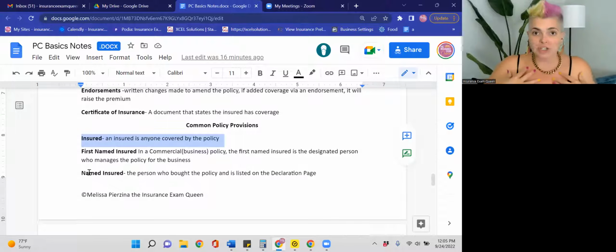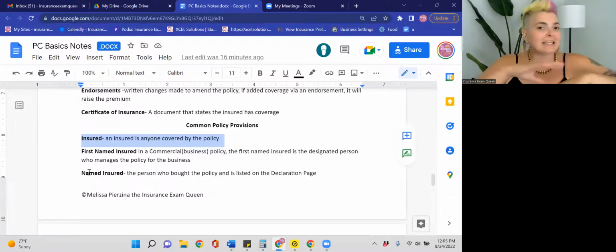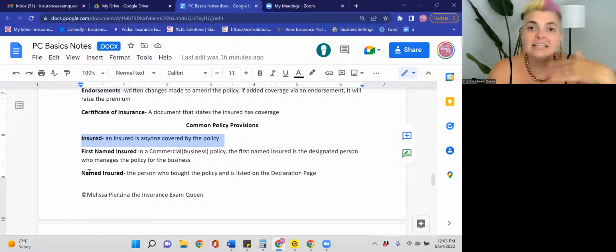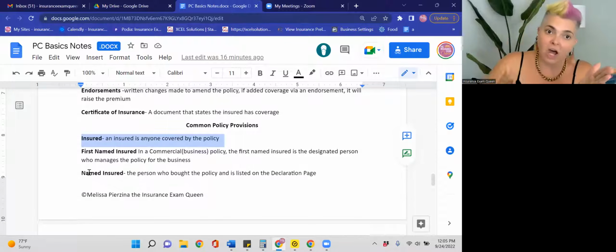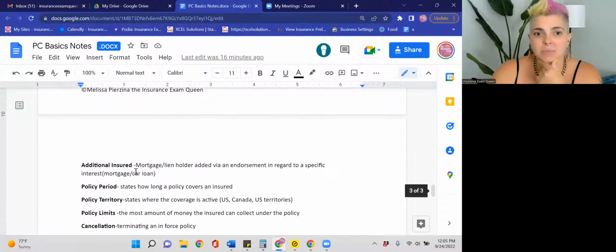So if I have car insurance and I crash into you, then you're an insured on that policy, and I will pay you money, and/or my insurance will pay you money. You're an insured. So an insured is anyone who is covered. Anyone who is able to collect money off of a policy is an insured. Name insureds are the people who bought it and are actually listed on the declaration page, which we haven't talked about yet, but they're the ones on the actual declaration page.